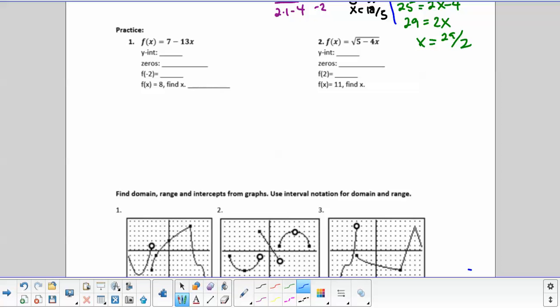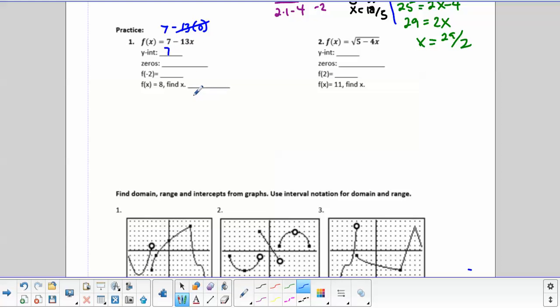Students, we're on to the last part of your day one notes, and these are the practice problems you should have tried, and then you're checking to see if you did them correctly. So for the y-intercept, remember that you want to make your x value 0, so you would have 7 minus 13 times 0. 13 times 0 is 0, so your y-intercept is 7.